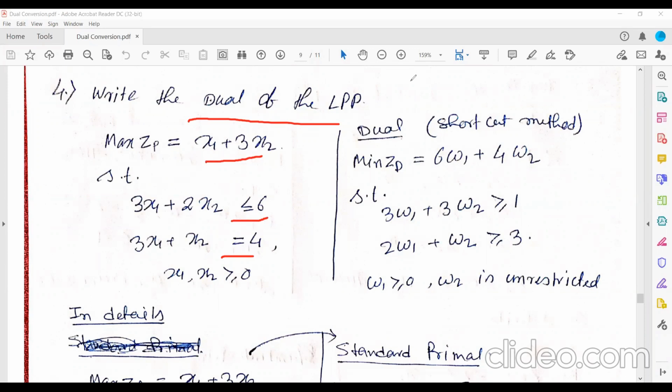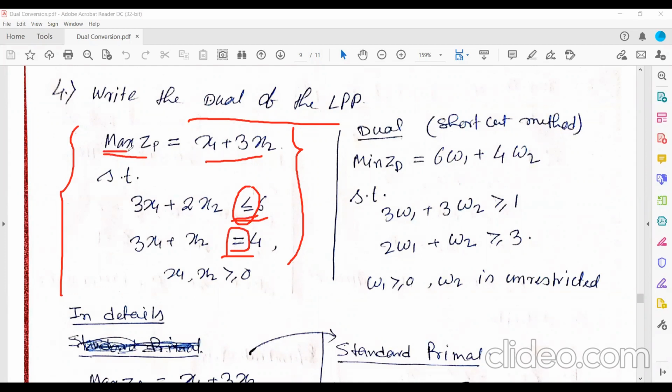Okay, let's see. There is a shortcut method of writing the dual of this linear programming problem. Let us see the shortcut method first, and then in detail we'll see how it comes. Since the problem is a maximization, all the inequalities will be less than or equal to. Here it is an equality, so treat it as less than or equal to.